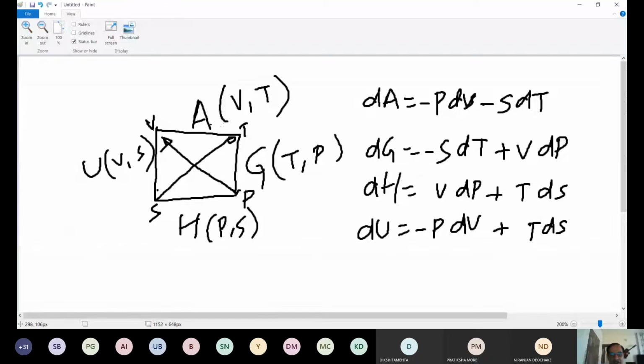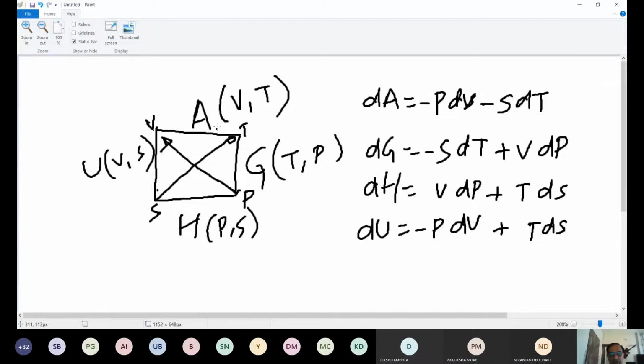T has to come on this side because G is a function of temperature, and then the other side of G will become P, and pressure is already there. So H will have P and S on the two sides of the rectangle, and you will have V and S on the other two sides.